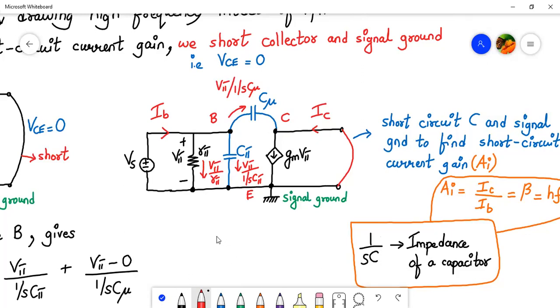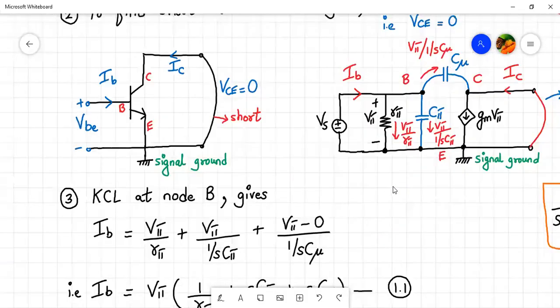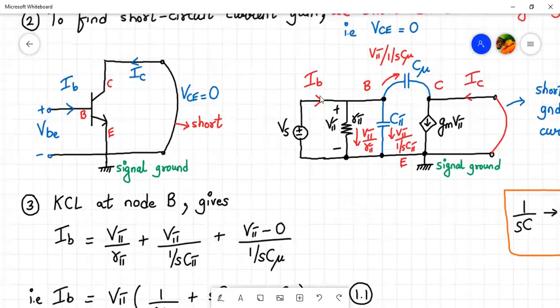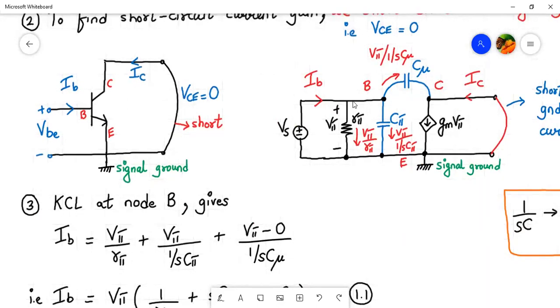We'll apply the KCL at the base terminal, that is at node B, right? So KCL at node B gives us that. What is the incoming current? Incoming current is IB. Rest all are outgoing currents. So V pi upon R pi is the outgoing current. Then V pi upon 1 upon S into C pi is the outgoing current. And then V pi minus 0, because the collector terminal is connected to the signal ground, so V pi divided by 1 upon S into C mu is another current. So the only entering current is IB and all others are leaving currents.